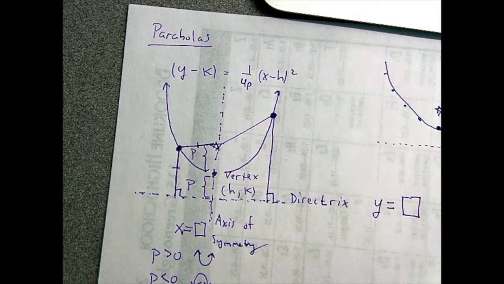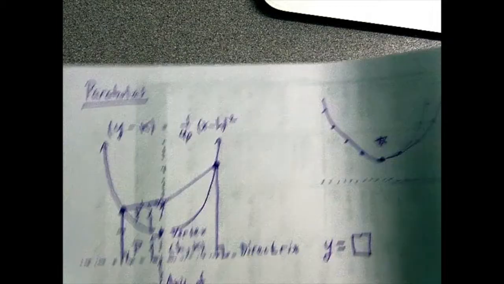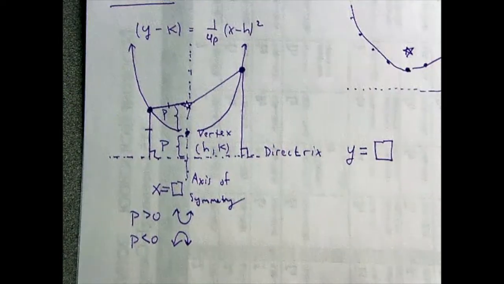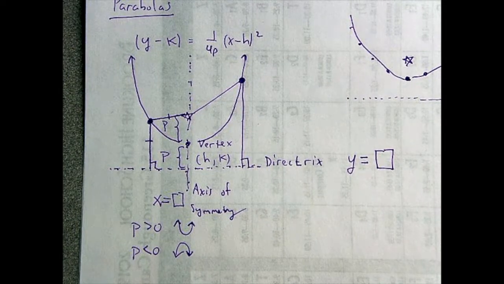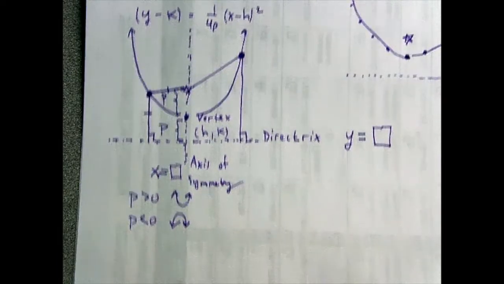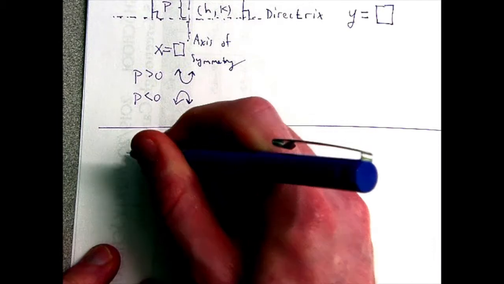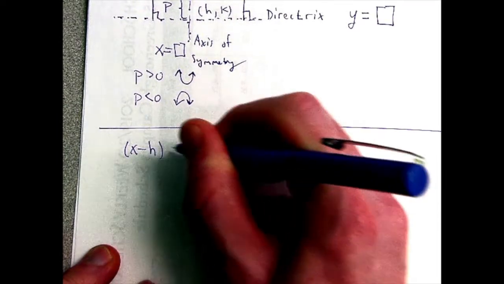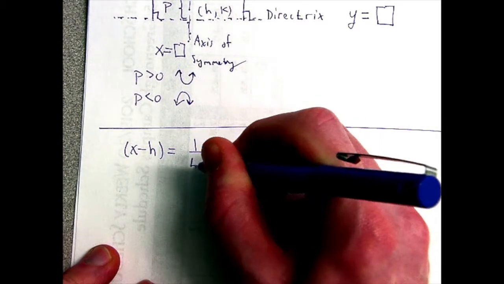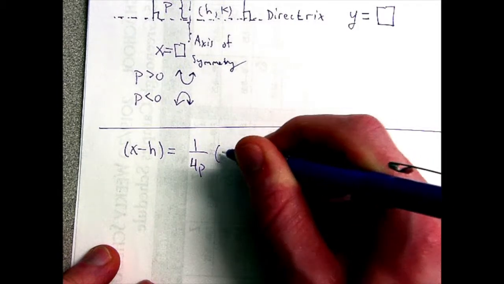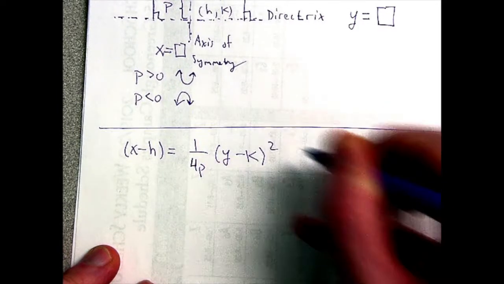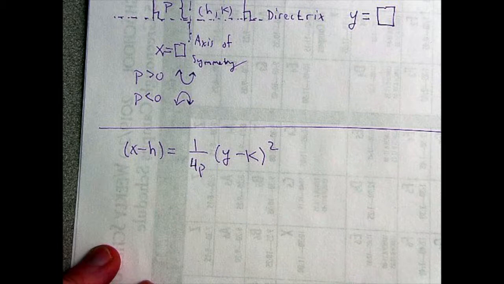Okay, so I told you that there are two equations of the parabola. This is the first one. The other one is obtained basically by switching the x and y terms around. So let's see what that looks like. The other equation is x minus h equals 1 over 4p times the quantity y minus k, squared. That's the same equation, but with the x and y terms switched around.